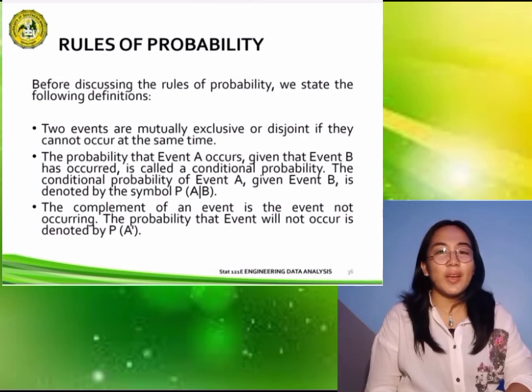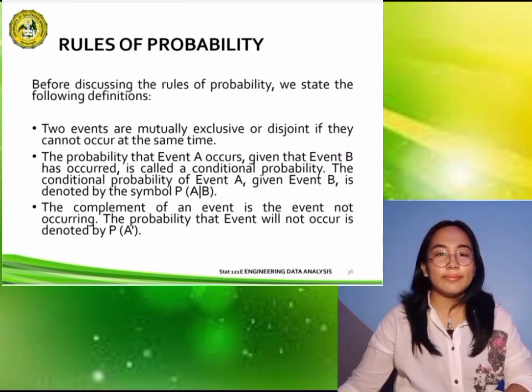Before discussing, we state the following definitions. First definition: two events are mutually exclusive or disjoint if they cannot occur at the same time. The second is the probability that event A occurs, given that event B has occurred, is called a conditional probability. This conditional probability of event A given event B is denoted by this symbol.